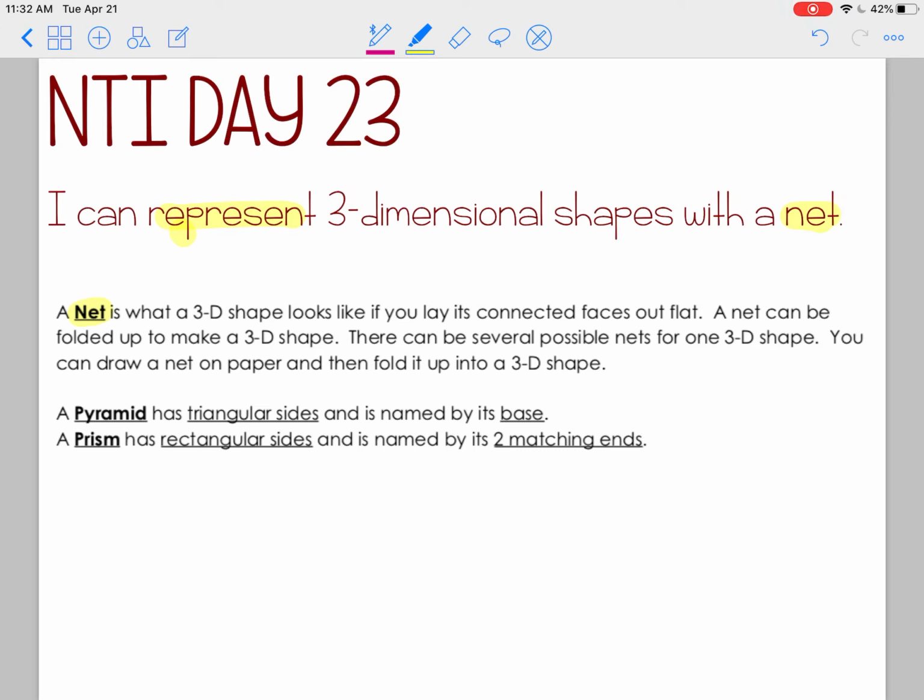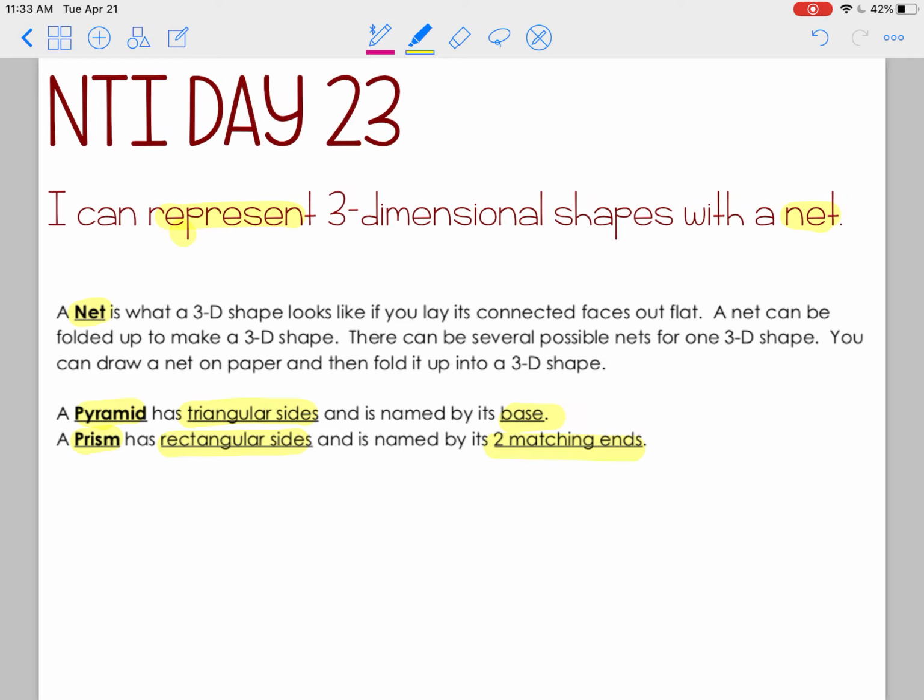And then you could take that flat image and fold it up to remake the shape. The two main types of three-dimensional shapes we're going to talk about today are pyramids and prisms. You can tell a shape is a pyramid if it has triangular sides, and pyramids are named by their bases. A prism, on the other hand, has rectangular sides, and it's named by its two matching ends.